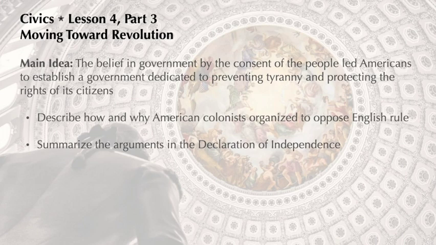The main idea behind the civics lesson is the belief in government by the consent of the people led Americans to establish a government dedicated to preventing tyranny and protecting the rights of its citizens. With that in mind, by the end of watching this video, you will be able to describe how and why American colonists organized to oppose English rule, and summarize the arguments in the Declaration of Independence. Now that the outcomes for this lesson have been shared with you, let's get started.